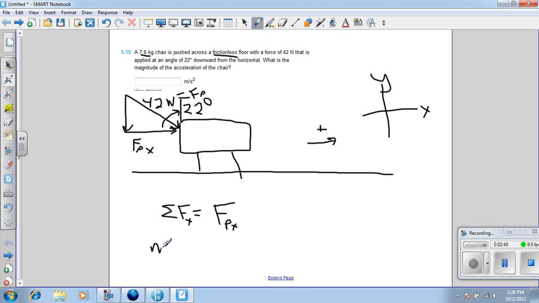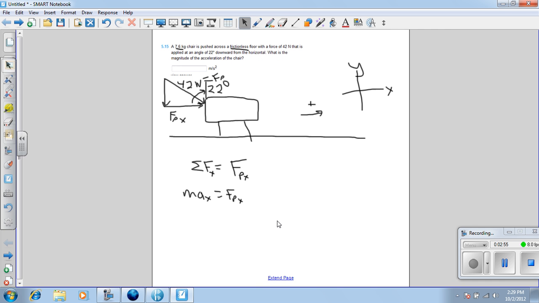So next step, we apply Newton's second law. Since net force equals ma, net force in the x direction equals max, which equals Fpx. And you can probably already figure it out from here.